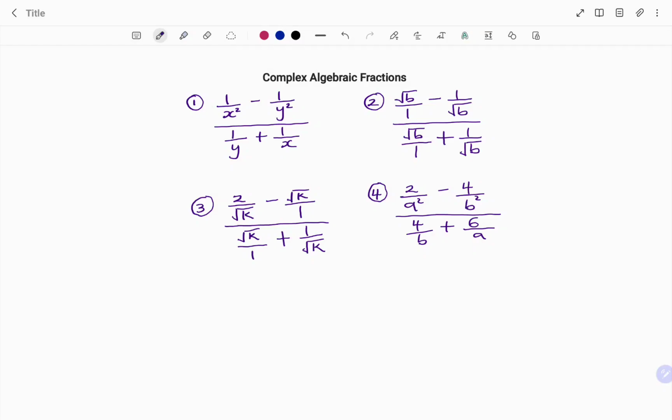In this video, I'm going to show you how to solve the following complex algebraic fractions using the LCD method.